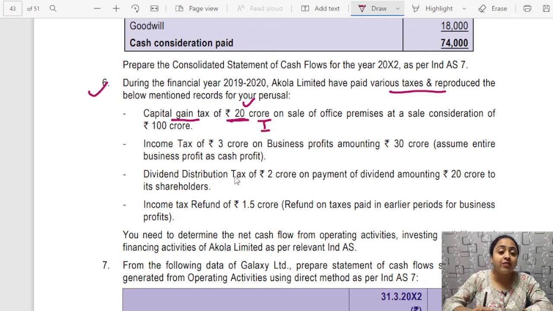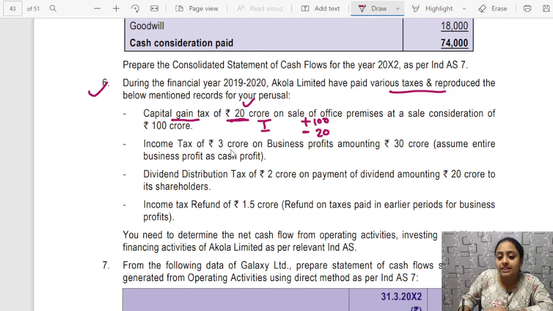As you know, if the tax is particularly related to any investing or financing activity, then it will be charged under such investing activity. Okay, so 20 crore tax as well as the 100 crore income will be your investing activity. 100 crore will be your inflow, whereas 20 crore, that is your tax outflow, will be outflow, but both will be considered under investing activity. This means under investing activity, you have to add 100 crore and deduct 20 crore.